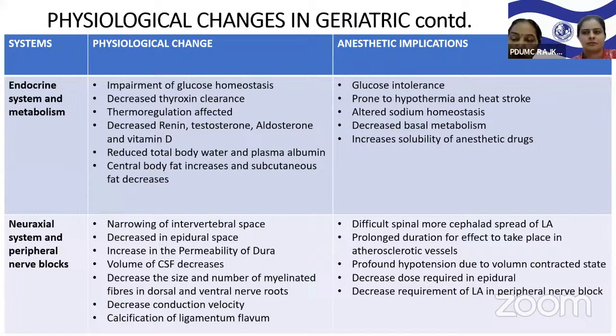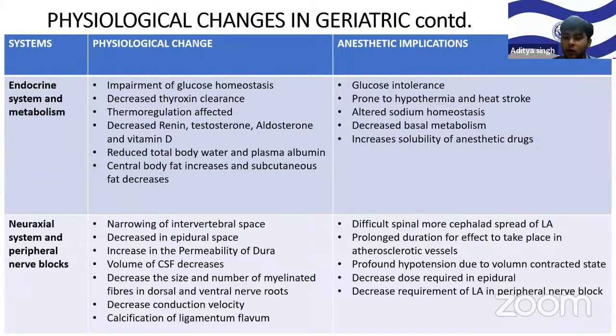Okay, so we have to take care of all this as an old age patient when it comes for surgery. Even if it is cataract surgery, we have to take care of it and we have to see the preoperative assessment. So what comorbidities would you find in patients of geriatric old age?